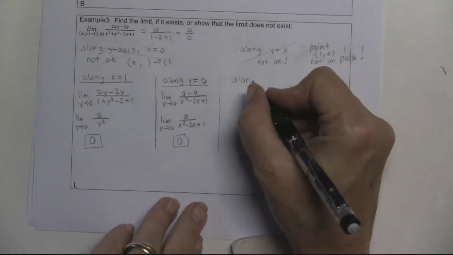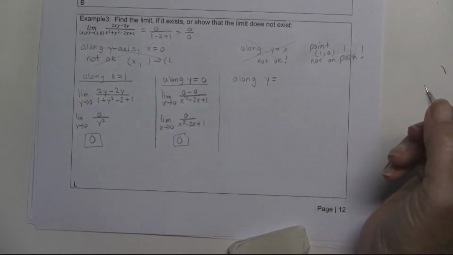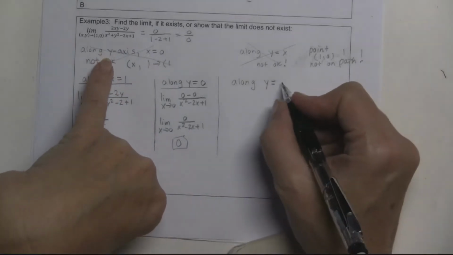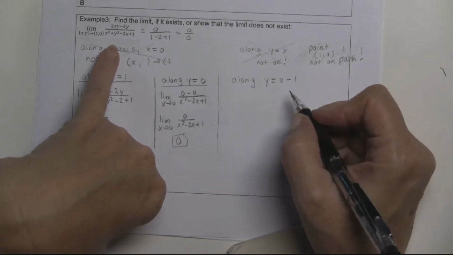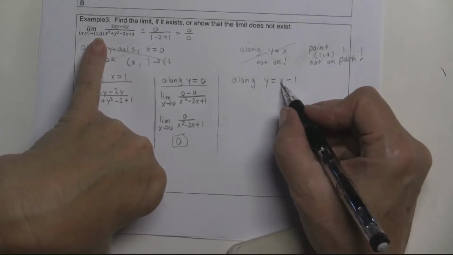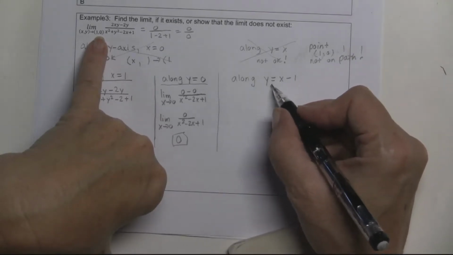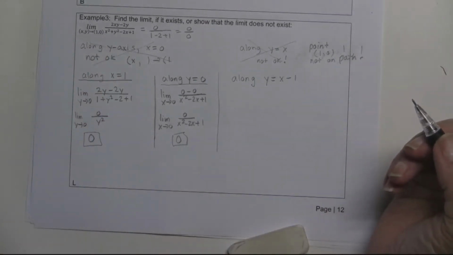Okay, so if I start saying along, and I wanted to say y equals, now if I wanted something similar to x, do you guys agree that if I went x minus 1, then as x gets close to 1, x minus 1, which is what y is, is getting closer and closer to 0? So I was wondering, would that be helpful?